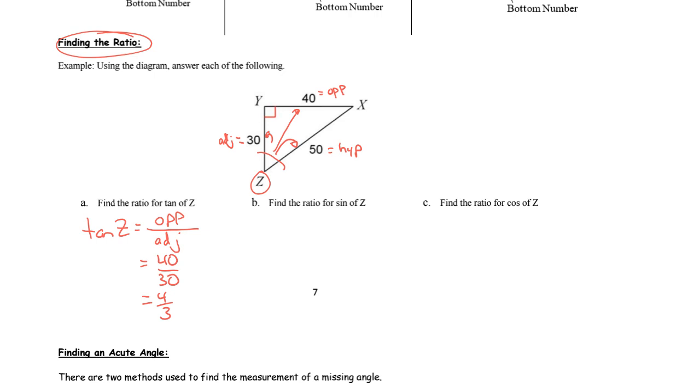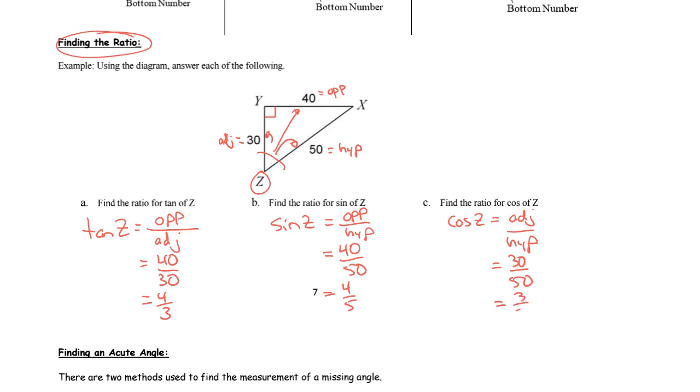If we were going to find the sine ratio, the sine of Z is going to equal the opposite over the hypotenuse. So in this case, the opposite is 40 and the hypotenuse is 50. And so again, when we simplify this, we get 4/5. And then finally, the cosine ratio, the cosine for Z is going to be the adjacent side divided by the hypotenuse. The adjacent side to Z is 30, the hypotenuse is 50. And so the cosine ratio for that would be 3 divided by 5.